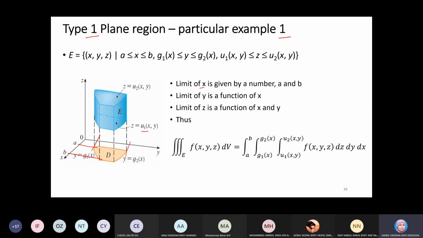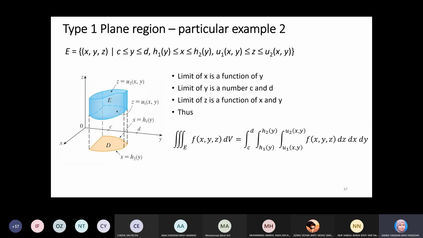So x is given by a number, the limit of y is a function of x, the limit of z is a function of x and y. So you want to put the limit of x at the outermost side of the integrals. Put a and b at the outside and dx at the outermost. And then put dy in the middle because it's only a function of one variable, and put the one with the most variables inside, dz. Because z is a function of x and y, so you put it inside.